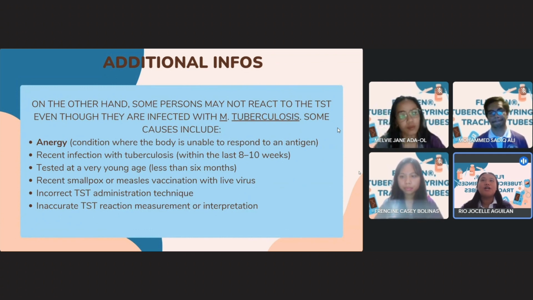tuberculosis. Some causes include allergy or the condition where the body is unable to respond to an antigen, recent infection with tuberculosis within the last 8 to 10 weeks, tested at a very young age for less than 6 months, recent smallpox or measles vaccination with live virus, incorrect TST administration technique, and inaccurate TST reaction measurement or interpretation.